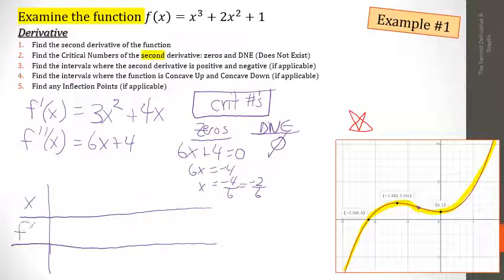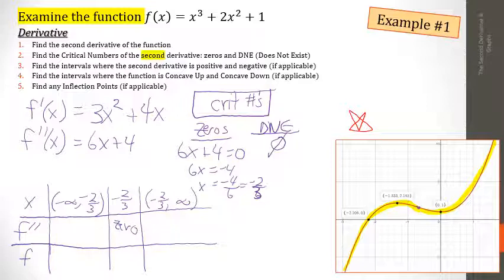The second derivative and the original. So we have the interval before negative 2/3, at negative 2/3, and negative 2/3 to infinity. At negative 2/3, that is a zero of the second derivative.